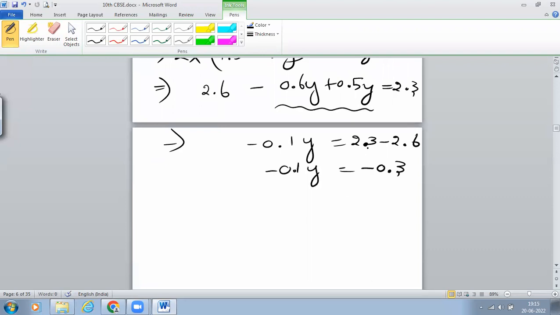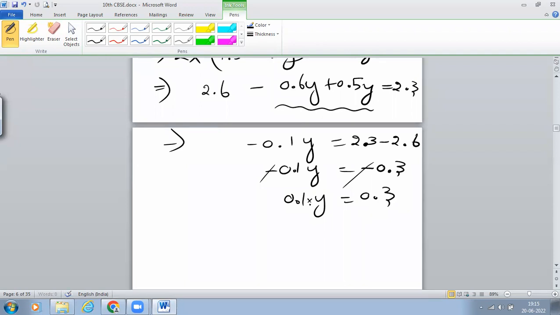Don't worry. Now we got 2.3 minus 2.6 is minus 0.3, because we have to always put the sign of the greater number. Here the greater number is 2.6. You have to always subtract and put the greater number's sign. That is minus 0.3. Now we have minus 0.1 into y is equal to minus 0.3. So this minus and minus get cancelled. Both the sides we have negative signs, we can cancel. Now we got 0.1 into y is equal to 0.3.